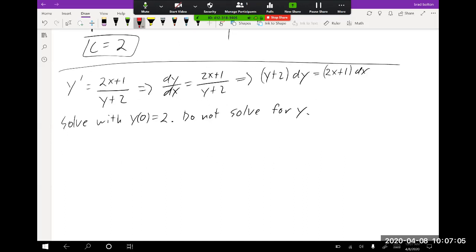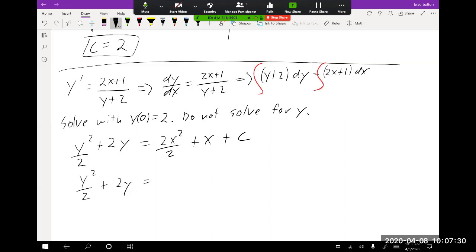So we now are going to integrate both sides. So this should allow us to end up with (y squared plus 2y) over 2 equals 2x squared over 2 plus x plus c, right? So let's do a little cleanup on this. So this will be y squared over 2 plus 2y is equal to x squared plus x plus c.